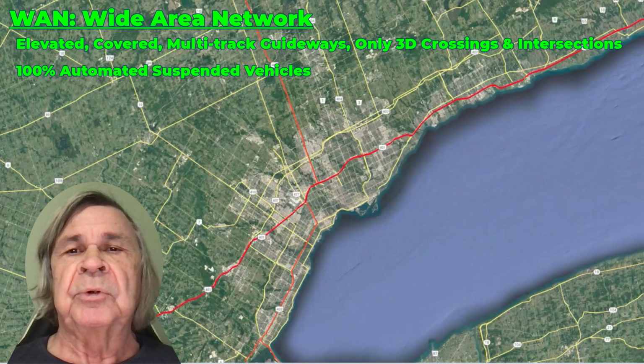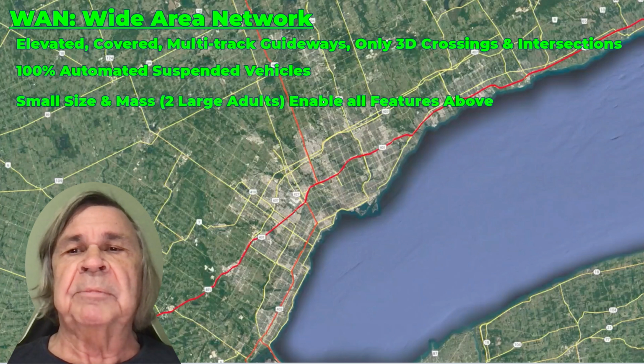As we show soon, these features eliminate all collision causes other than natural disasters. The impact of those is reduced to near zero. It is this small size and mass that enables all of the other noted WAN characteristics and their safety benefits.